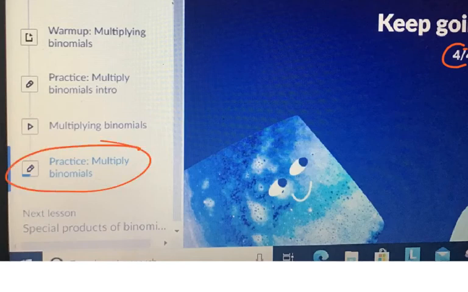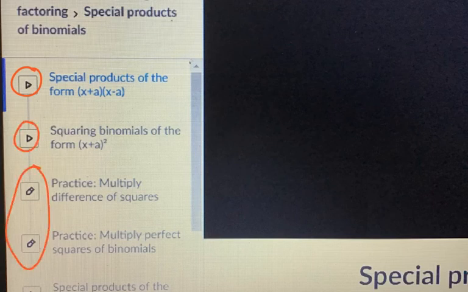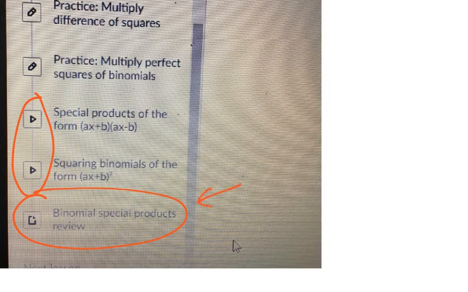So, we got this section done, right? So now we're going to click down here. The next lesson is special products of binomials. And I just want to remind you guys that this section, you notice, has 2 videos. It has 2 sets of practice problems. Again, these are the ones I want you to do. Okay. What else does it have? It also has 2 more videos and then some notes. Again, this is what I'd want you to do.